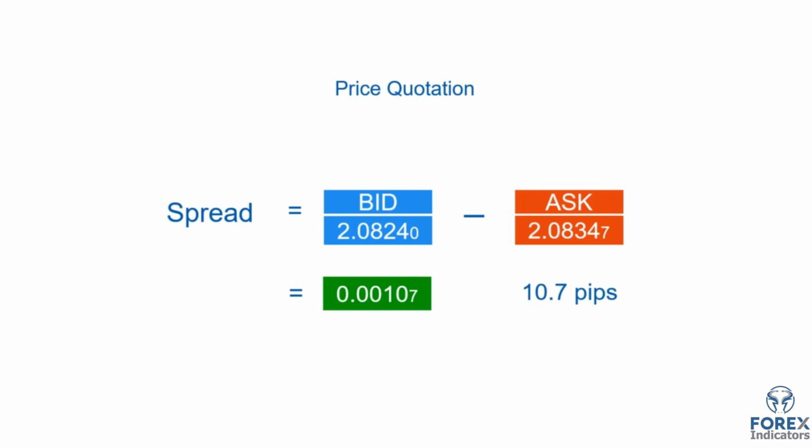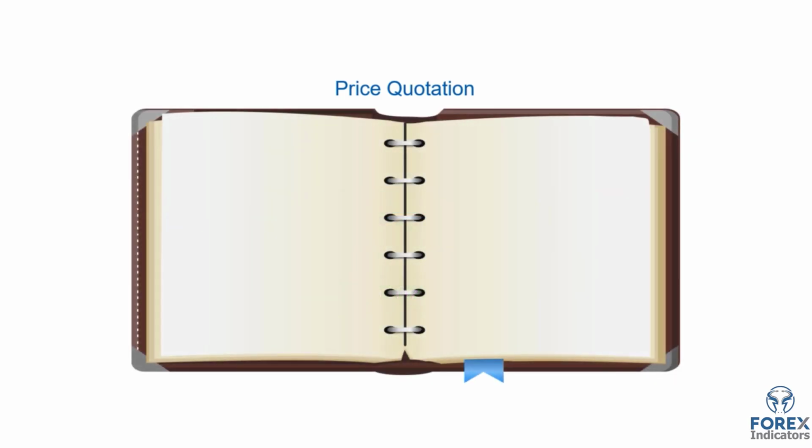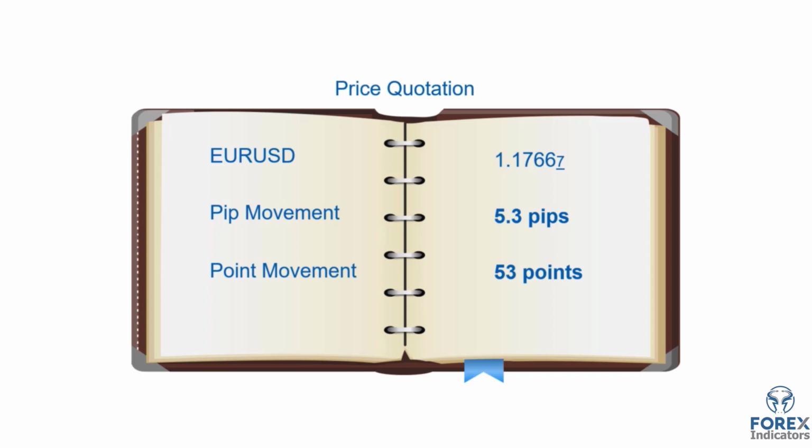Finally, let's take a look at what a price quotation for the Euro US dollar looks like using the 5-digit decimal system. We can see that the single pip digit is the last 6 in the sequence, and the last point is the last digit, the number 7. So if the pair moves 5.3 pips or 53 points, the new price would be 1.17720.